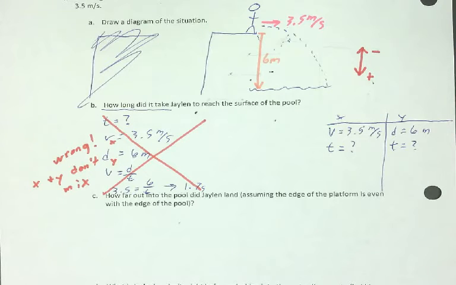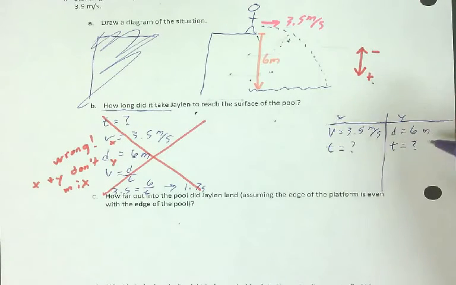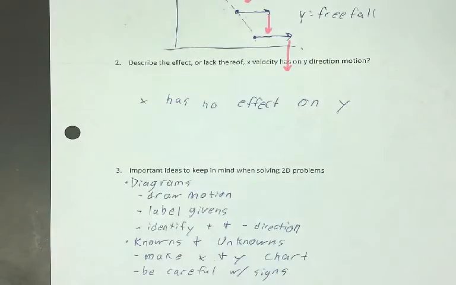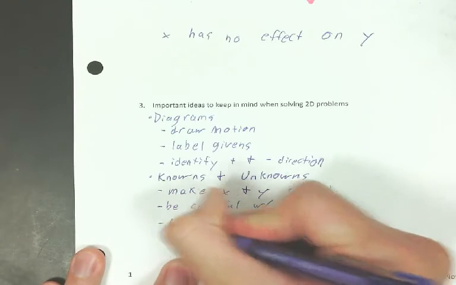Okay, so we got that figured out, but now we're back into trouble again of not really being sure what else to do here. So while I think about that, let's add one more thing. So we talked about time. So t goes in both columns.